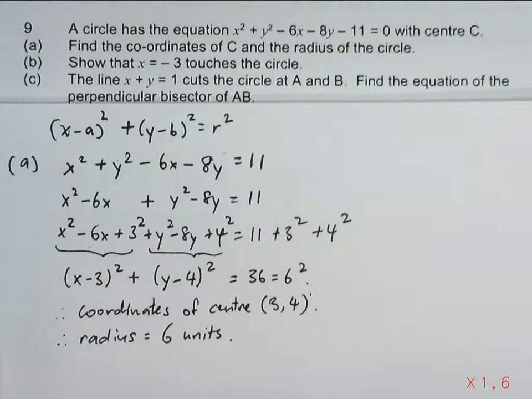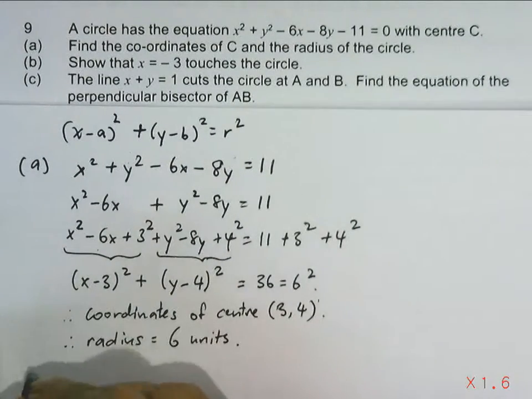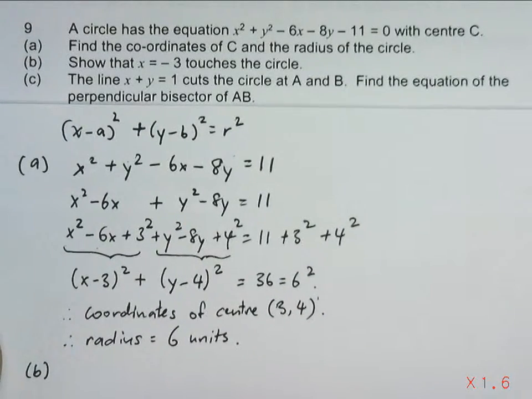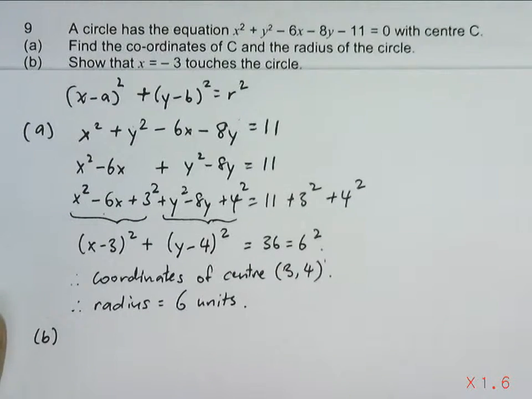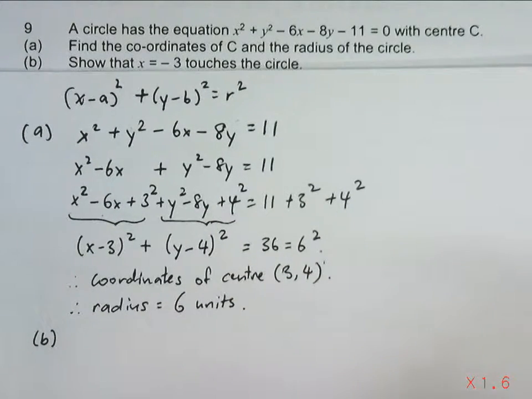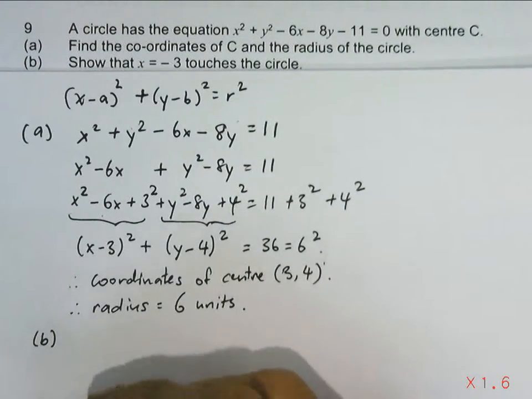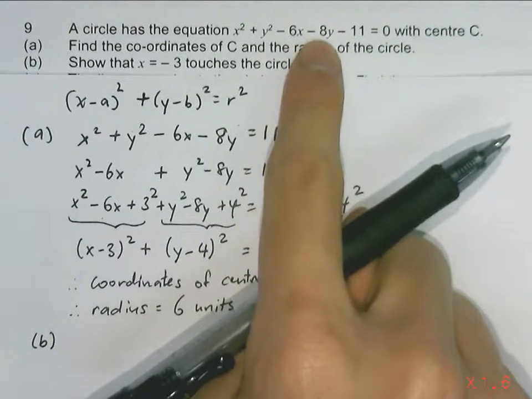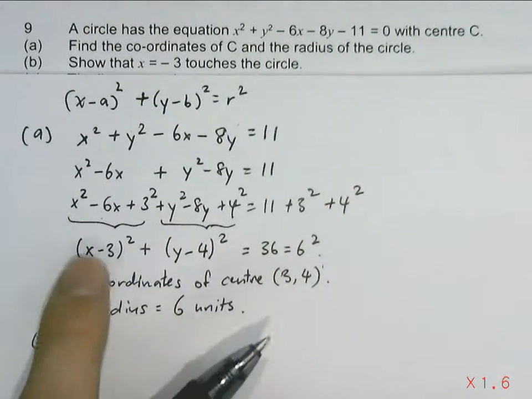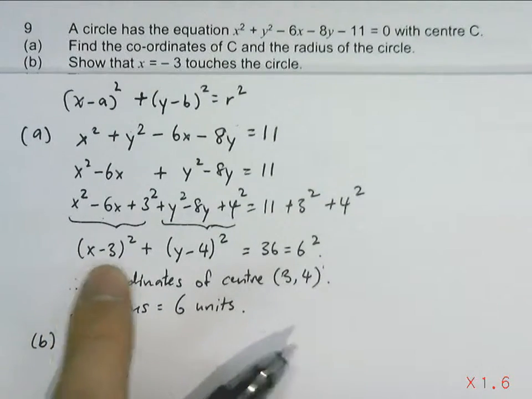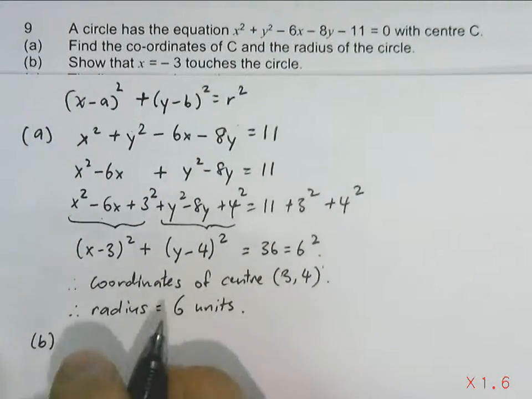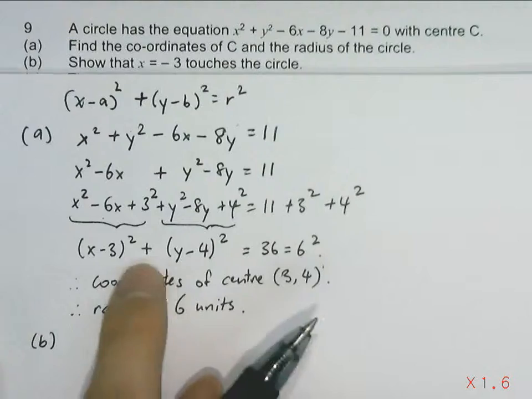Part B: show that x equals minus 3 touches the circle. We can first substitute minus 3 into the equation form. It is fine to substitute into this form or the original form that we have from the question. So let's just do it over here in this form.